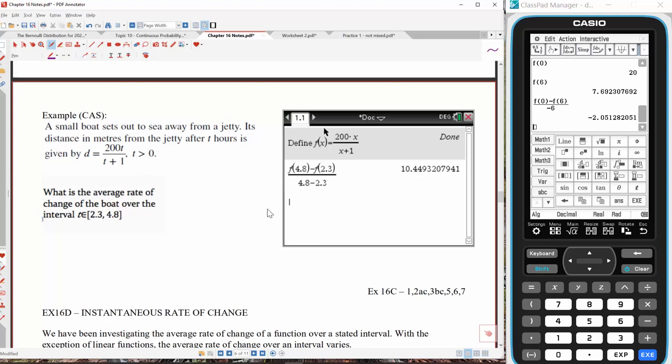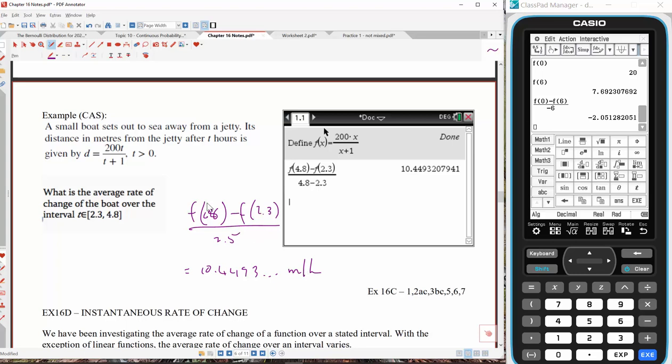Right, and so what we note here is we did f of 4.8 take away f of 2.3, over 4.8 take away 2.3, and we got 10.4493... Now, what does that represent? A small boat sets out, and its distance in meters from the jetty after t hours is given by this. So that's distance over time, so that is going to be meters per hour. So it can't be right, 10 meters per hour.